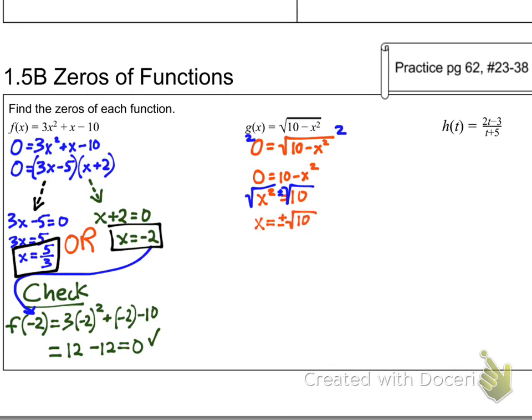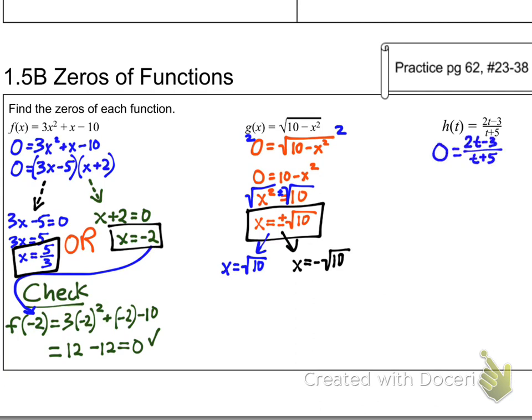X equals plus or minus the square root of 10. It is perfectly fine to answer in that way. I just want to show for people who haven't seen that notation before, that means x can be the square root of 10, or x can be negative square root of 10. Both of those are answers you must have, and you must write both when you're answering this. All right, let's go to the third one.